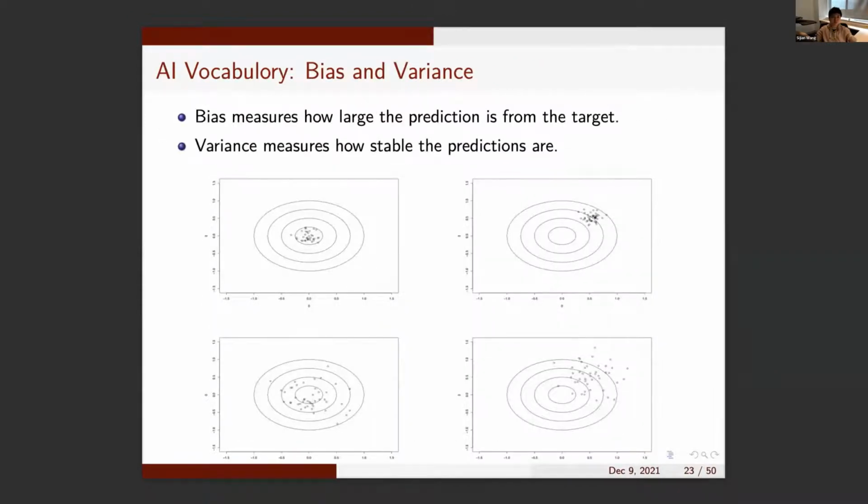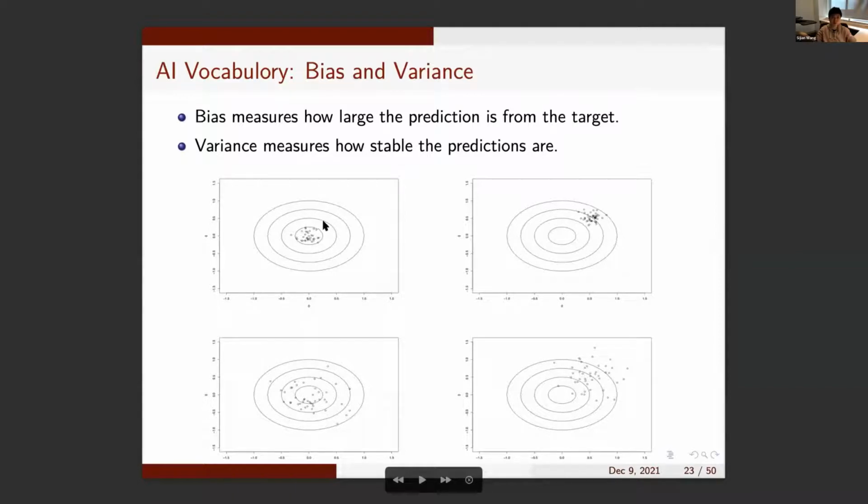Two other vocabularies are bias and variance. Bias usually measures how far the prediction is from the target, or is related to the accuracy. And variance measures how stable the predictions are. If you give a model several tasks, does it always perform well, or sometimes very well and sometimes very badly? Here are some examples. This is an ideal case.